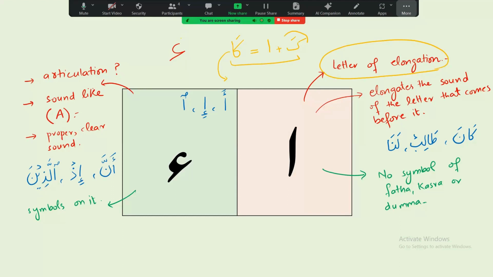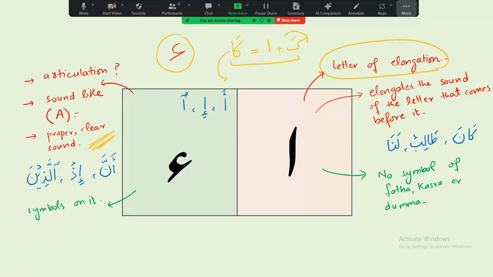Whereas what happens with Hamza is that Hamza is a proper alphabet. It is not a letter of elongation. It has a proper sound of its own. It does not elongate the sound of any other letter that comes before it, right? So it will have its own sound, its own voice. It will have a proper clear sound. This is what I mentioned here as well. Proper, clear, sharp sound. Okay, so this is the difference.